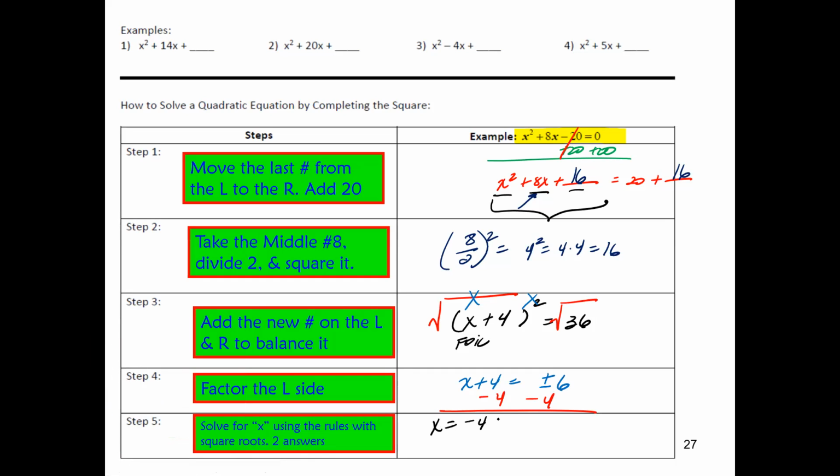So I have 2 answers. x equals negative 4 plus 6. x equals negative 4 minus 6. So the first answer is a positive 2. The second answer is negative 10.